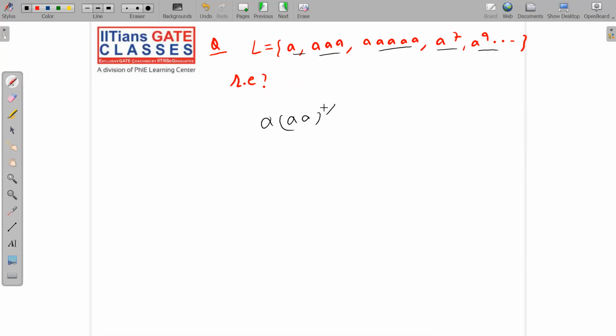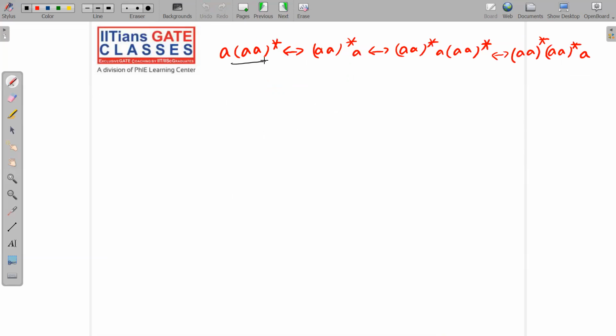So odd number of A's will be what? Even plus 1 is odd. That's it. So I have written for odd A's. I can also write it like this: A star A. Please note it down. Next, A star, double A star, all these are equivalent. This is homework for you. Just try to prove it. These are very simple cases.